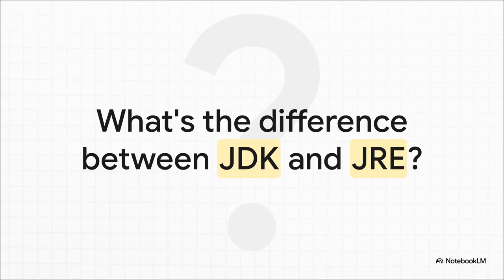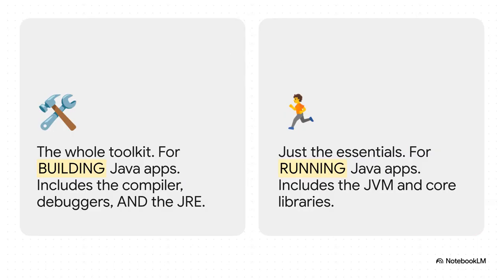It's a fundamental check. Do you know what you need to build an app versus what you need to just run one? Okay, so it really just boils down to this. The JDK, that's the Java Development Kit. Think of it as the entire toolbox. It's for building Java apps. It has everything, the compiler, the debuggers, and importantly, it includes the JRE.